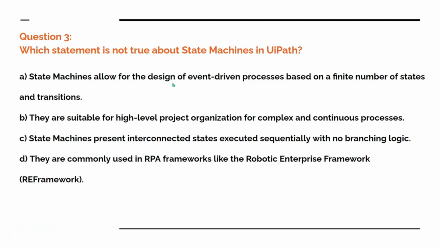A. State machines allow for design of event-driven processes based on a finite number of states and transitions. So let's talk about finite number. So always remember to identify that keyword. B. They are suitable for high-level project organization for complex and continuous processes. C. State machines present interconnected states executed sequentially with no branching logic. D. They are commonly used in RPA frameworks like the Robotic Enterprise Framework, the REFramework.